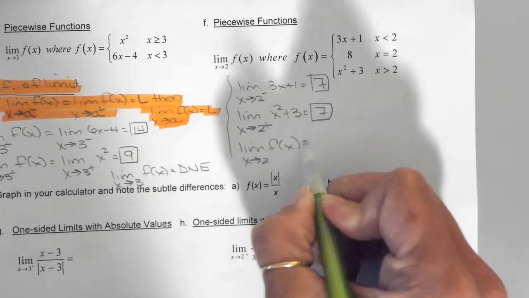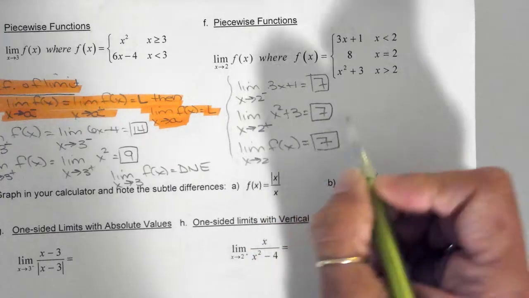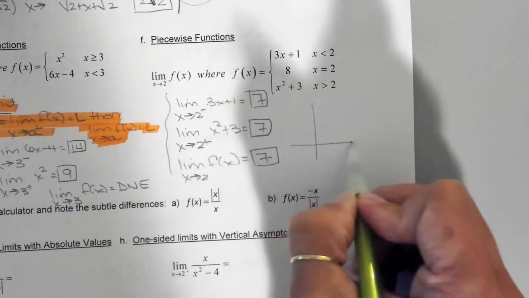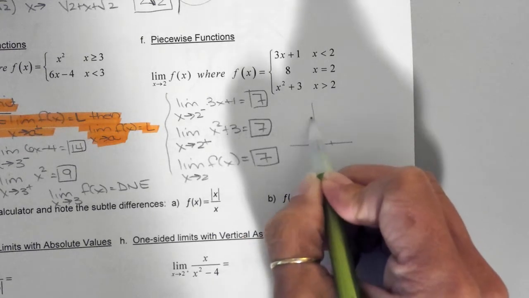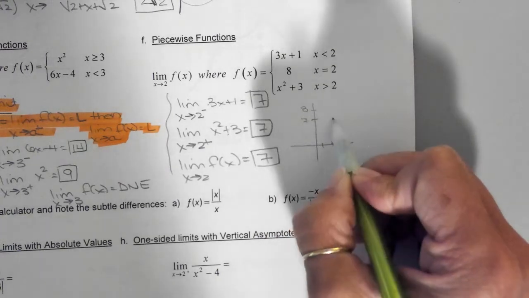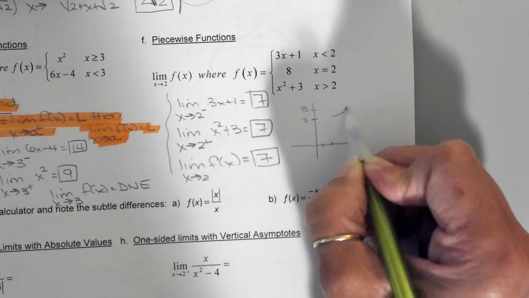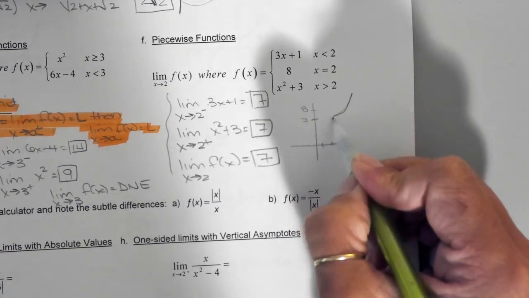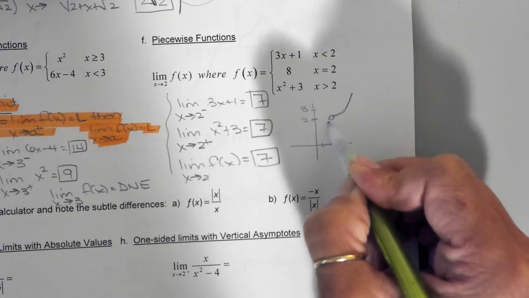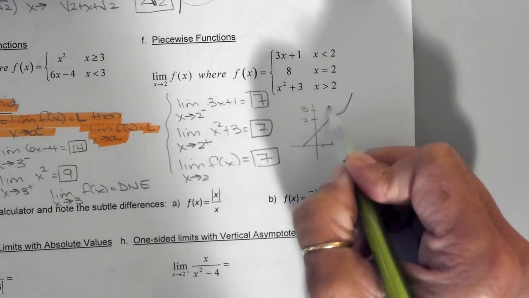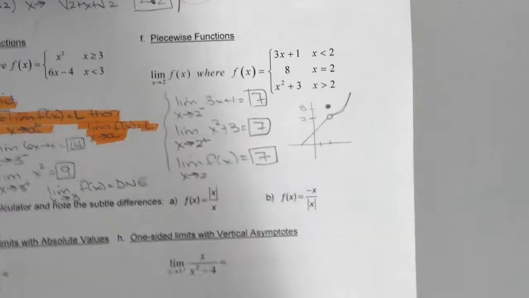So what this means is basically I have a graph like this. Here's 2. I'm up here at 7. Here's 8. So that means anything that is greater than 2 is going to be a quadratic, like this. And anything less than is going to be linear. This point is an open circle, because they're saying that at 2, this is what you have. That's basically what you've got.